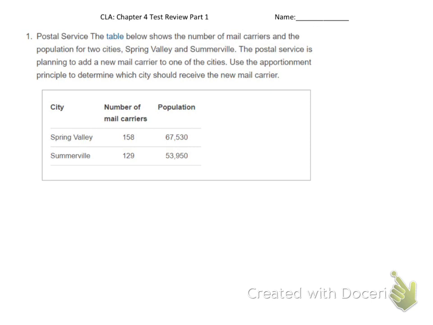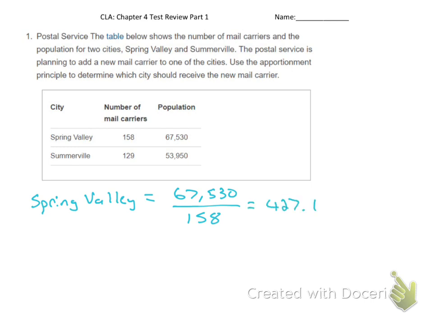So here, we will take Spring Valley, population of 67,530, divide it by the number of mail carriers, which gives us 427. Basically, this means there's 427 people for every mail carrier.